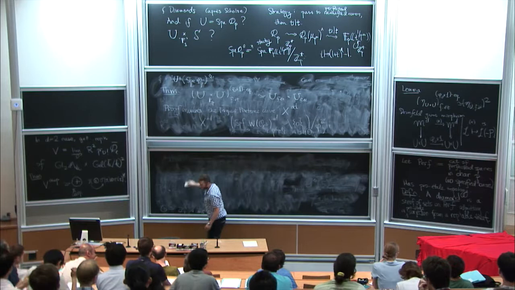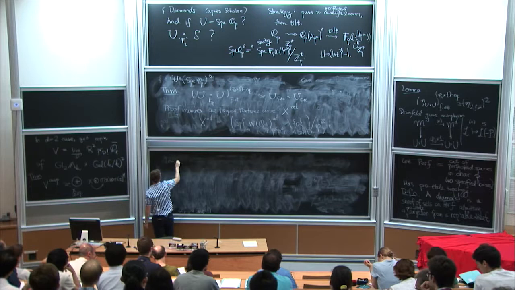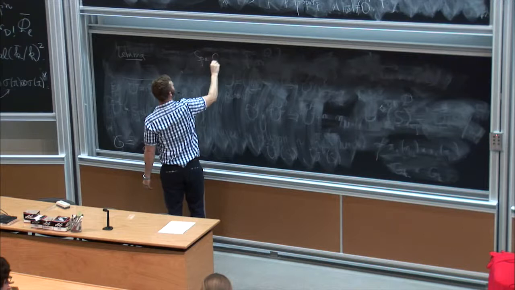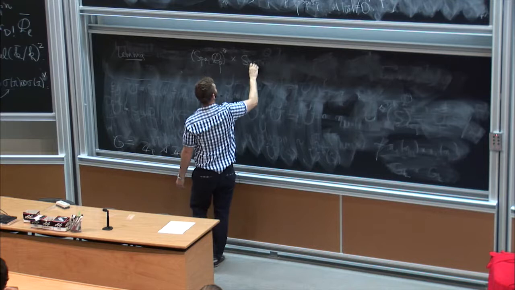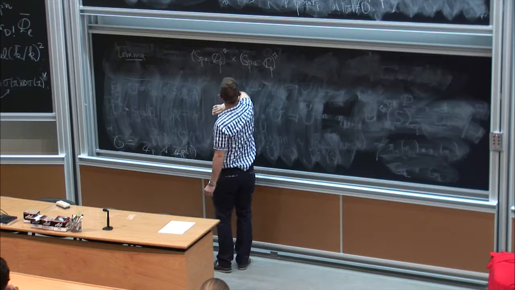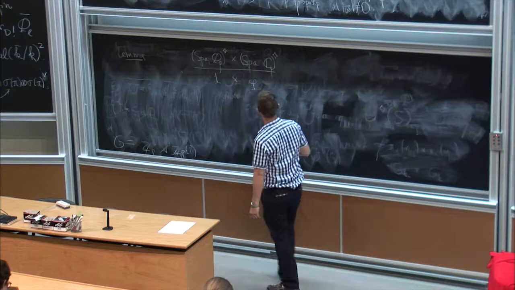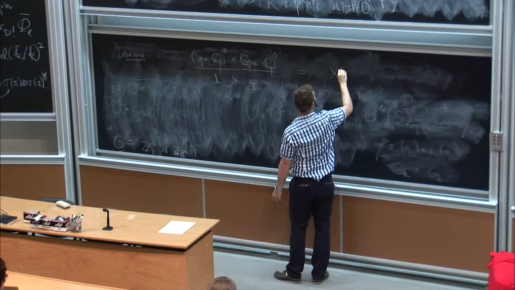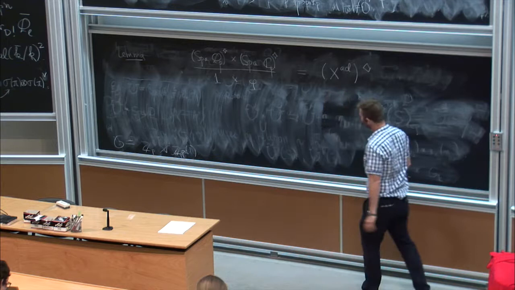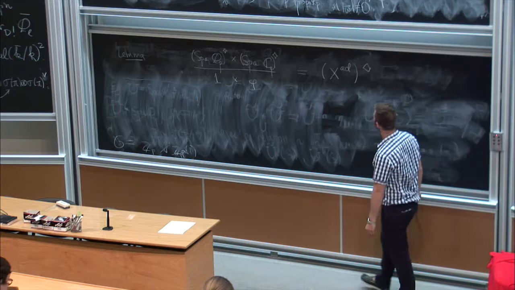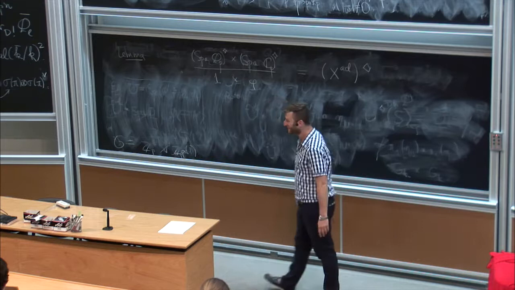Okay. So the proof of this theorem involves a lemma. It goes like this. Let's take Spa Q_p diamond and cross it with Spa C_p diamond in the category of diamonds, and mod this out by 1 cross Frobenius. And then this is the same as the Fargues-Fontaine curve diamond. So this is really lovely because now the Fargues-Fontaine curve is so extremely natural in this category of diamonds.